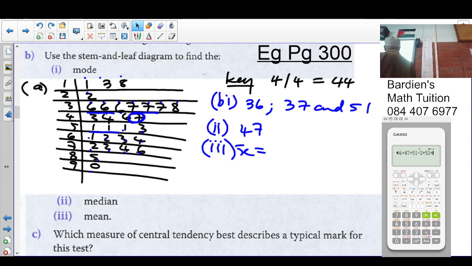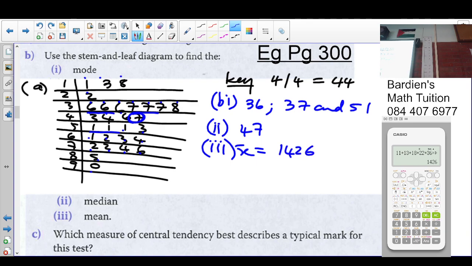53, 61, 62, 63, 64, 72 times 2, 74, 76, 85, 90. So I get an answer of 1426, and there's 29 numbers there. Which now gives us 1426 divided by 29, 49.17. You all agree with that? Yes, sir.